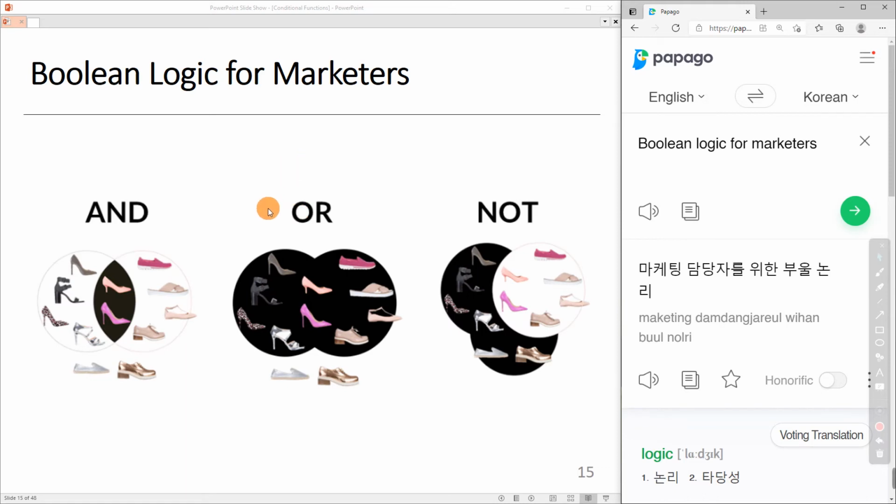The next one is OR function. So here, if you apply it to two sets, both of these shoes will be included. Okay? So NOT is something which is outside of these sets. For example, let's say you say today is cold. I would say that today is not cold. So it's something outside of being cold. It's warm, right? So I will show you some examples so you can better understand the Boolean logic.